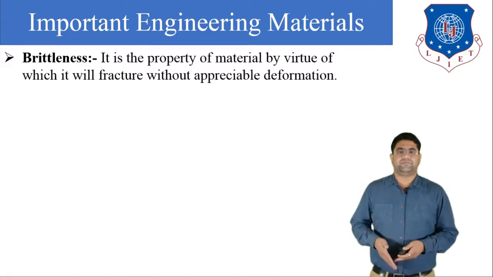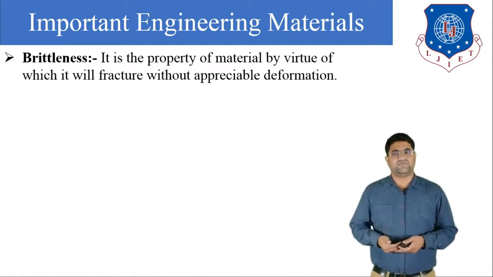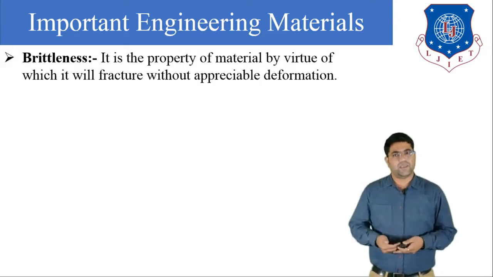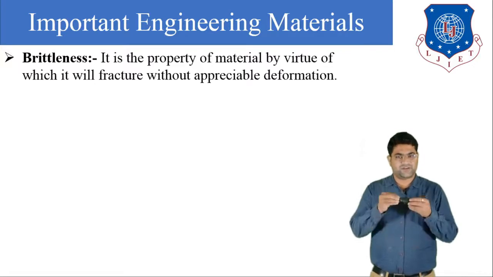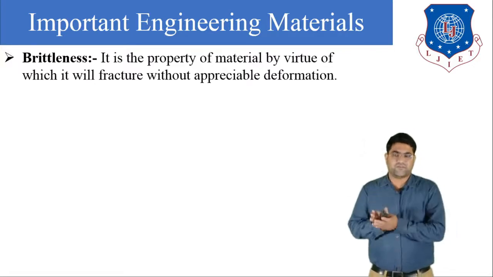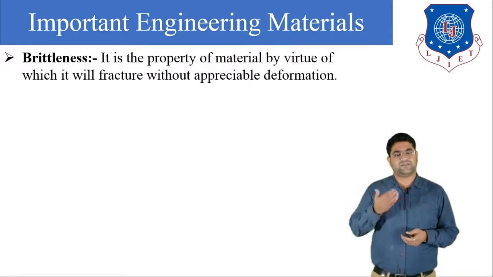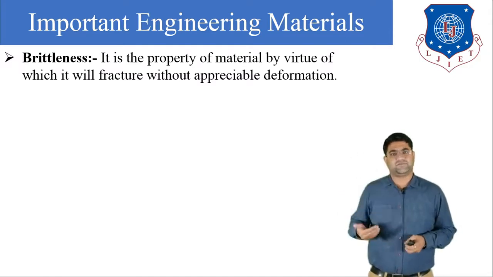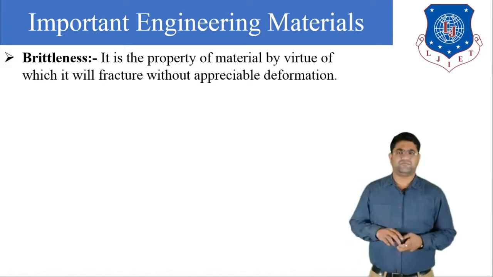Now our next property is brittleness. Brittleness is the property of the material by virtue of which it will fracture without appreciable deformation. So when we apply load over a brittle material, what happens? It will not deform, it will ultimately break. So deformation cannot be possible in the case of a brittle material. We can say that the fracture point and the yield point or the elastic point are the same in the case of a brittle material. So it will not deform.